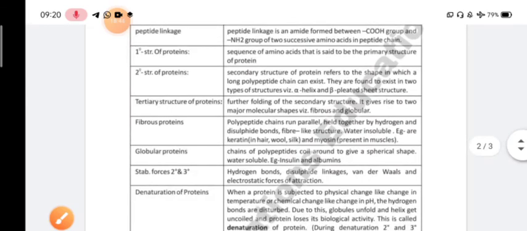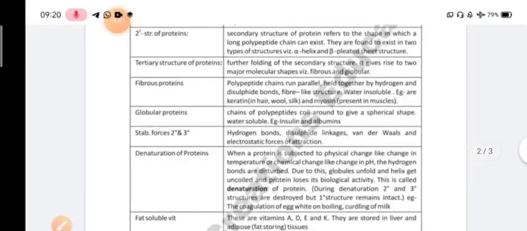Okay, so this is called the 1 degree, 2 degree and 3 degree structure, the primary, secondary and tertiary structure of protein. Okay, and denaturation of protein, what happens? We know the protein has a helix-like structure. But in certain conditions like a higher pH range, higher temperature, or certain concentrations, this helix structure will not be there.